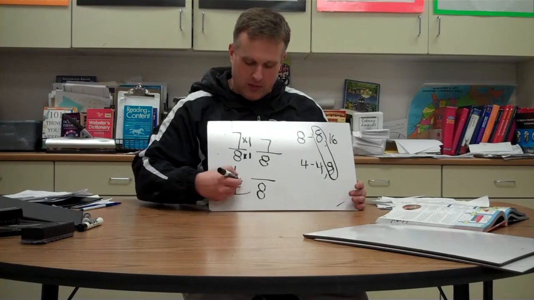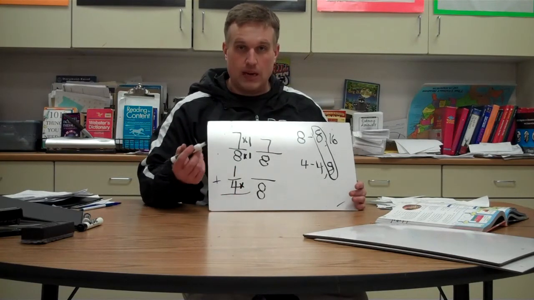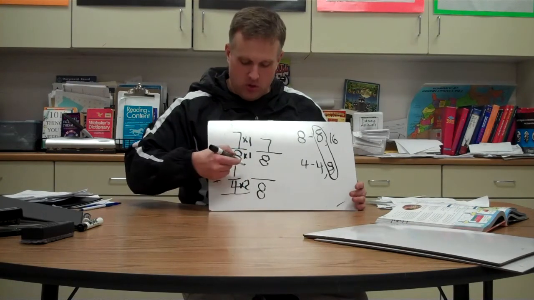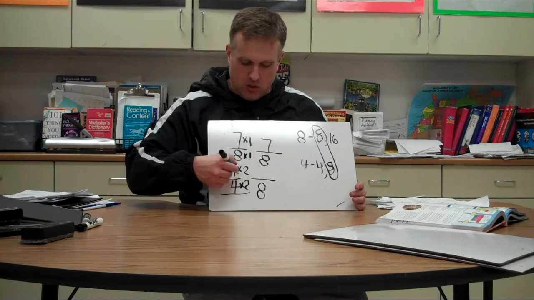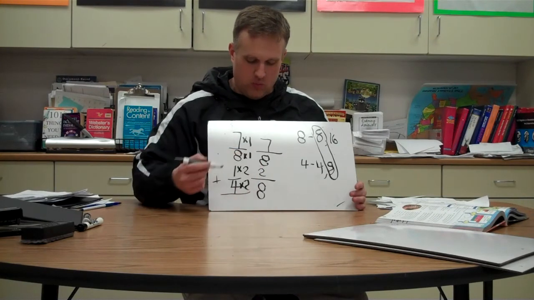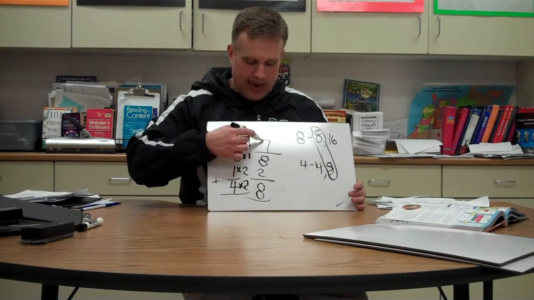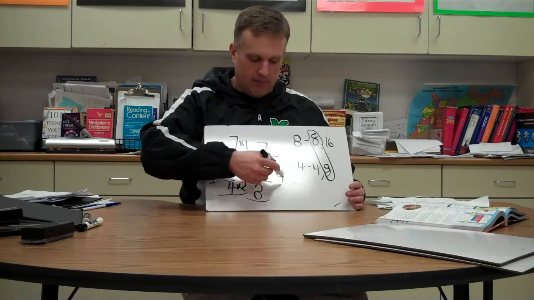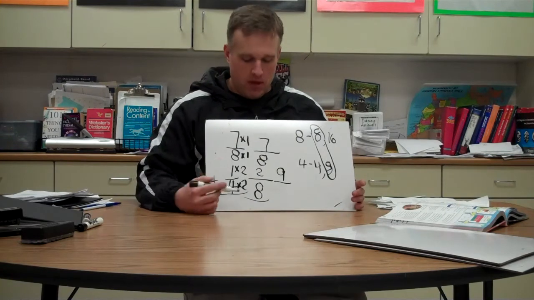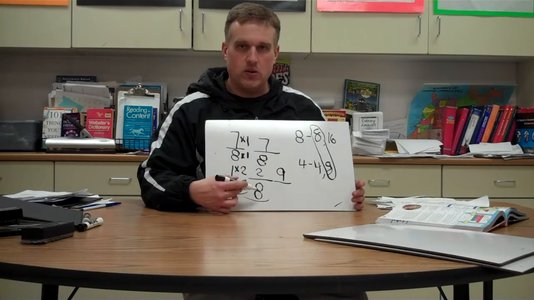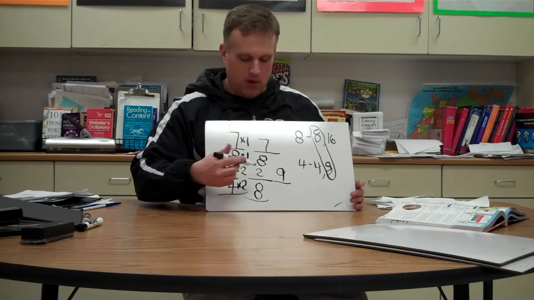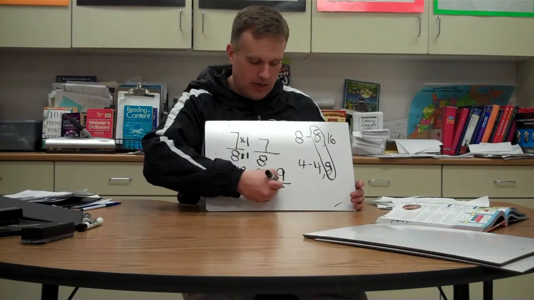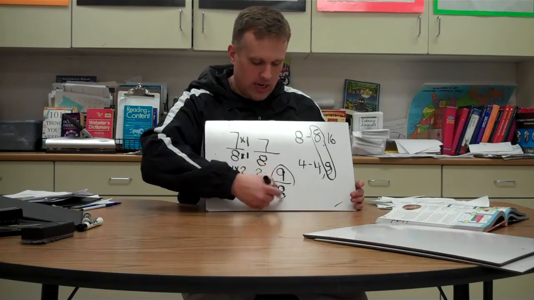Okay, down here I'm going to do the same thing. 4 times what gives me 8? Okay, I know 4 times 2 will give me 8. And whatever I do to the denominator, I have to do to the numerator. So 1 times 2 equals 2. Okay? Now when I add 7 plus 2, that is 9. And my denominator always stays the same. Remember, we never add our denominators. Once they're the same, they stay the same. We would never say 8 plus 8 is 16. Since they're the same, they are the same in our answer. So the answer is 9/8.